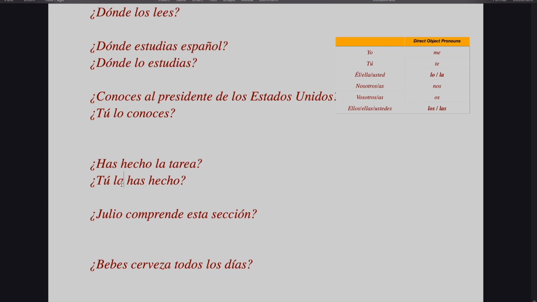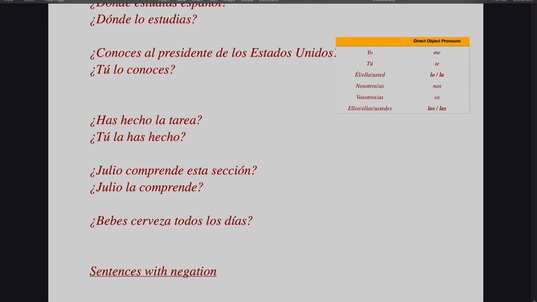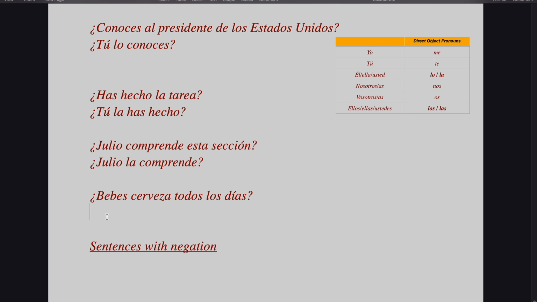Next one, Julio comprende esta sección. Does Julio understand this section? If I have to ask by replacing the section with it, does Julio understand it? So, la sección is a feminine noun. Julio la comprende is my question in Spanish. Julio la comprende. La comprende Julio. Any option is fine.